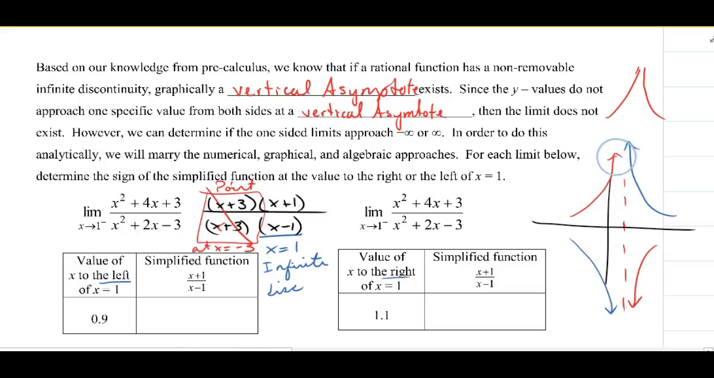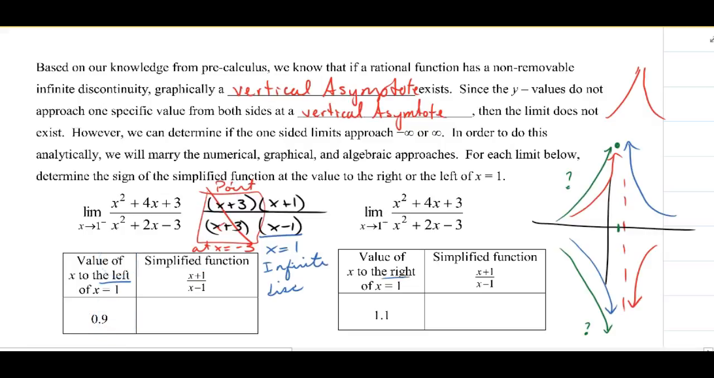When I get really close to 1 from the left, do I head toward a large number? Or do I head toward a small number? We do that by checking a value very close to 1 on the left. We plug it into the function, and we can plug it into the simplified form of the function. It doesn't have to be the full form. We can use the simplified function right here, x plus 1 over x minus 1.